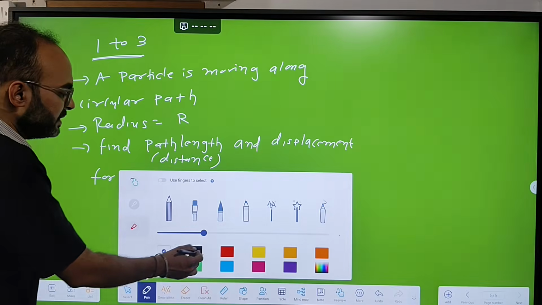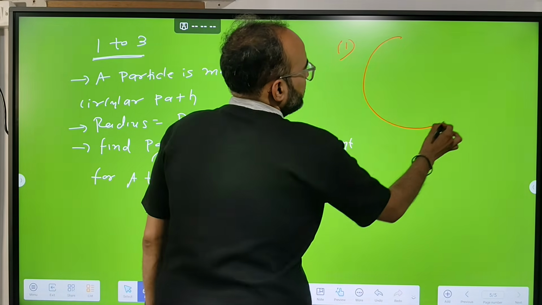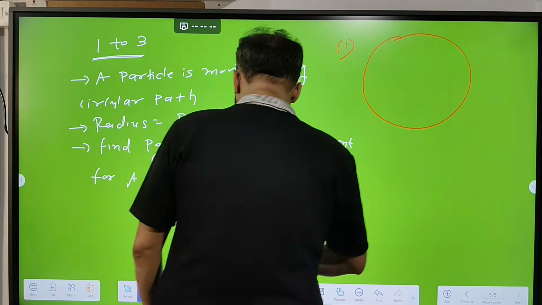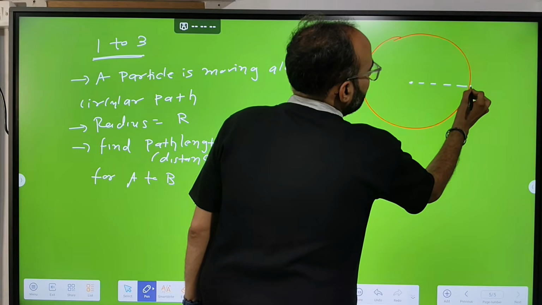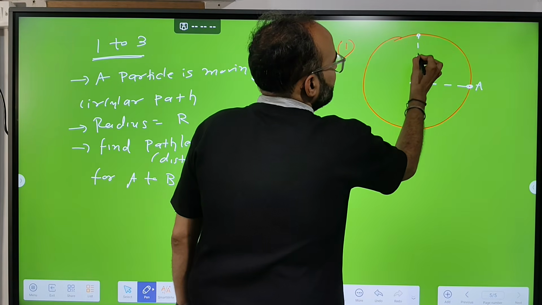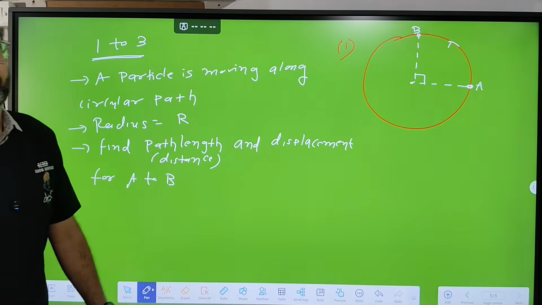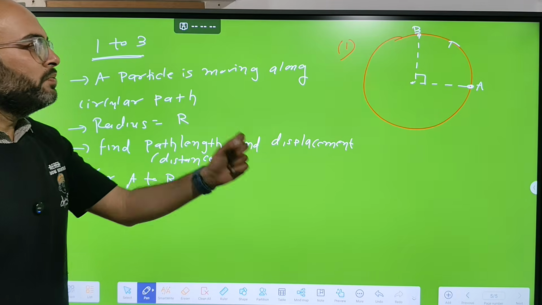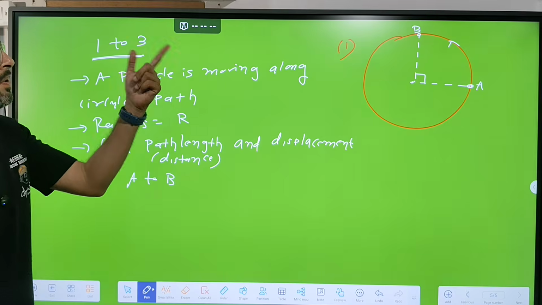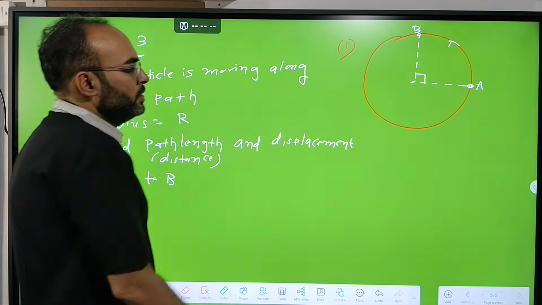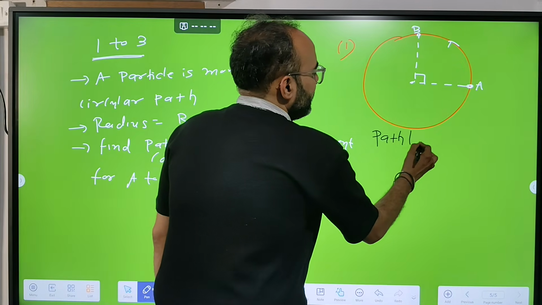So what is the first question? This is the circle, and on this circle, the particle is moving from A to B at 90 degrees. Now we want to find path length and displacement. You must know this, try by yourself, we will also do it. We want to find path length and displacement. So what is the meaning of path length?